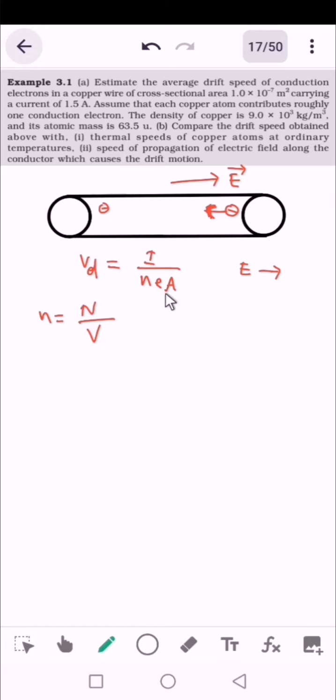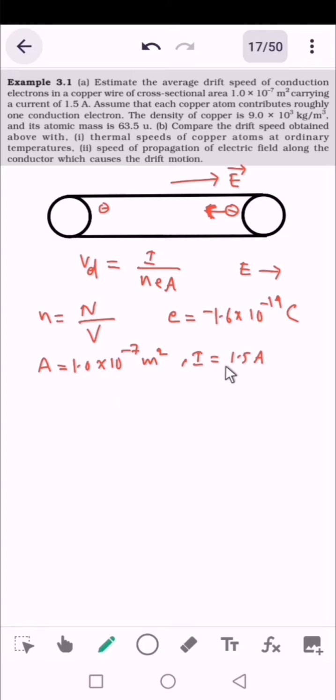Then what is e? e is actually the electric charge, that is for electron it is minus 1.6 × 10^-19 coulomb. So leave that sign, you can write it as 1.6 × 10^-19 itself. Then A, what is A? A is the area of cross section. In this question it is given as 1.0 × 10^-7 meter square. Then I, the electric current, is given as 1.5 amperes. So all these values are given.